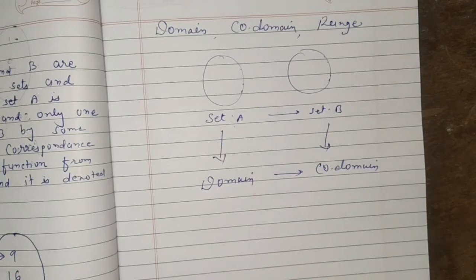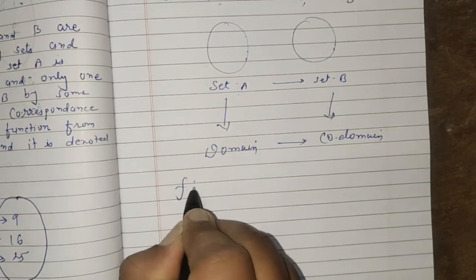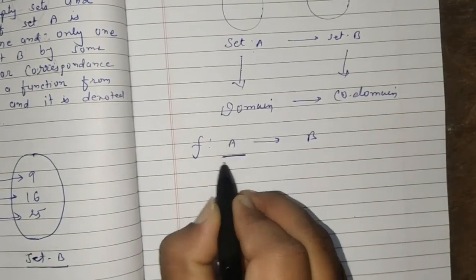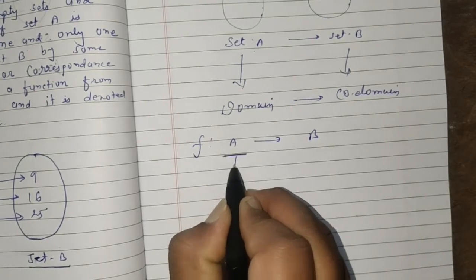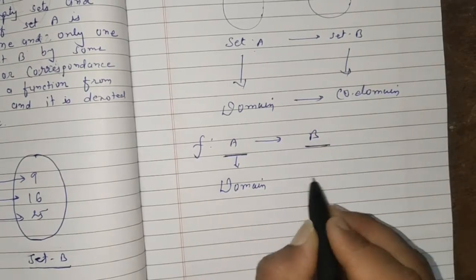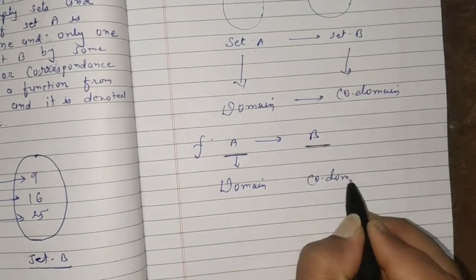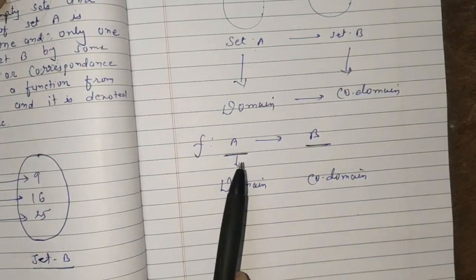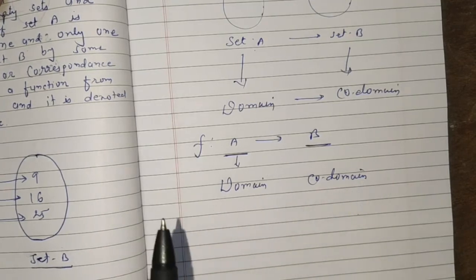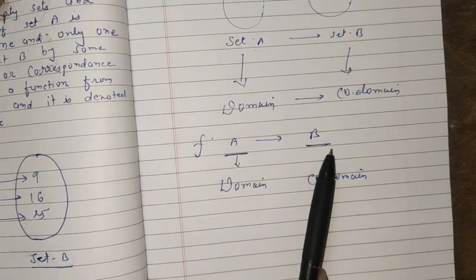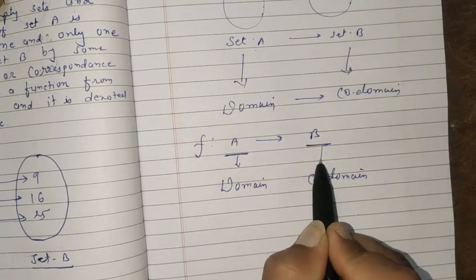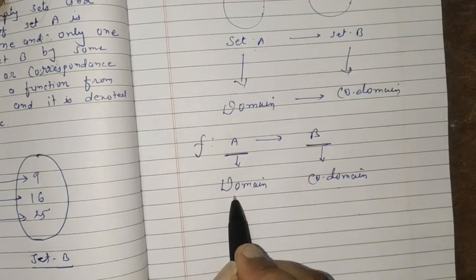So domain and codomain are very clear. Simply we can say f is the function from A to B. In this function we get all the elements of set A, and that set is known as the domain, and B is called the codomain. For all the elements of set A we get the functional or corresponding value in set B, a unique value, meaning one and only one value in set B.